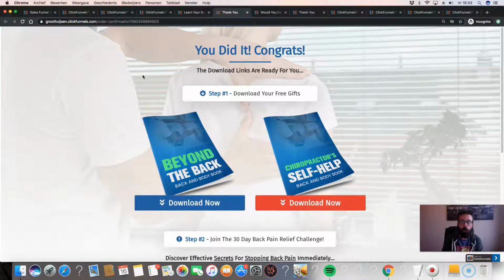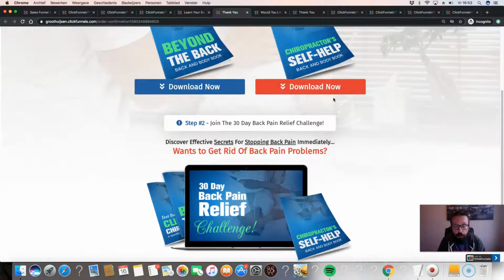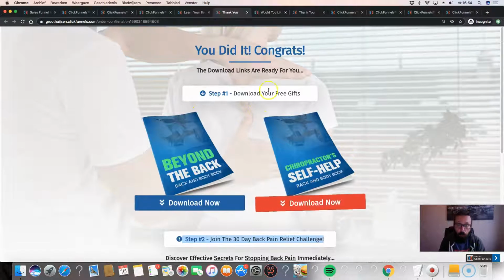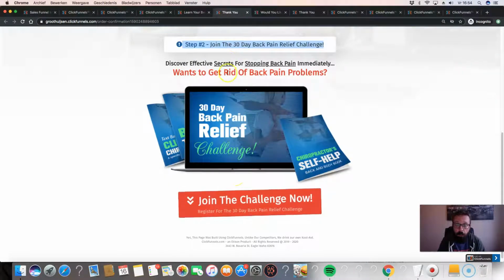So this is the second page. The second page has only one purpose: to deliver the content and to say, hey, wait, although I sent the book to your email, I'm going to make you a different offer. So it's like step 1, download your free gifts. Step 2, join the challenge. At this moment, these people are looking for a solution, and by opting in, they are interested. So the thank you page is the best opportunity to sell them more stuff. If you want them to do the challenge, you actually tell them what to do: download your free stuff and then join the challenge.